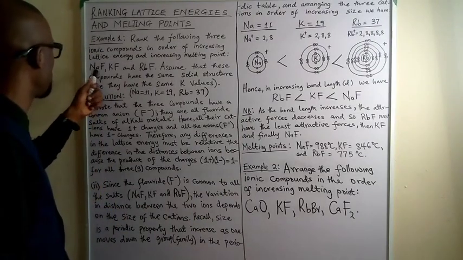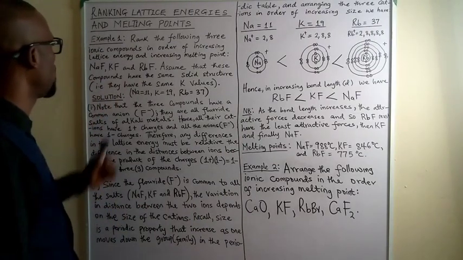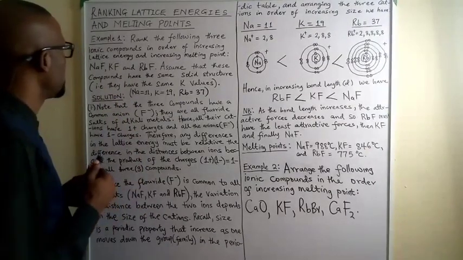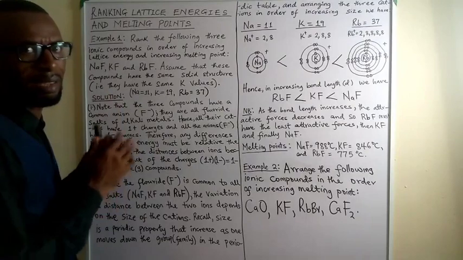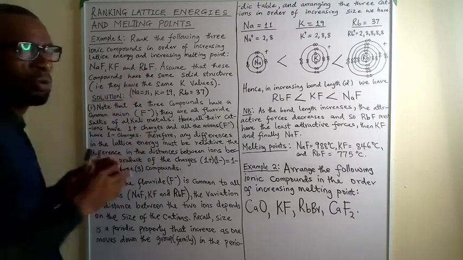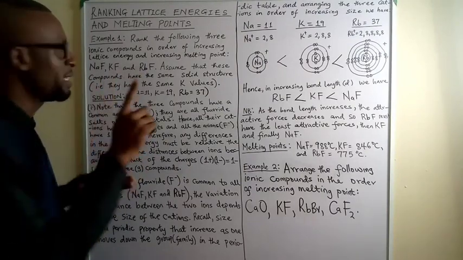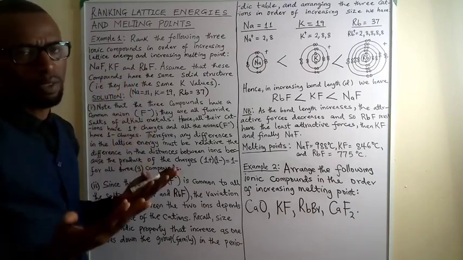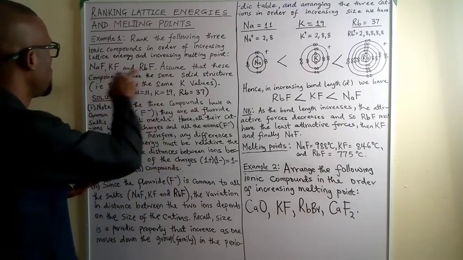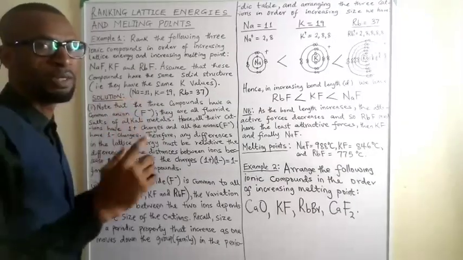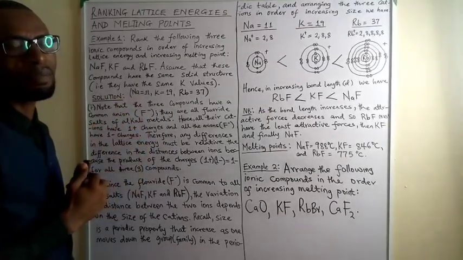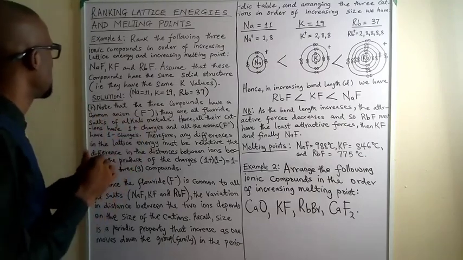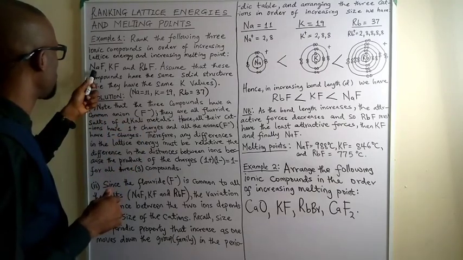If you look here, you have sodium fluoride, potassium fluoride, and rubidium fluoride. The first takeaway is that the first common ground we can see is that the three of these ionic compounds contain fluorine atom. Or, let me put it in another way, the three of them contain fluoride ion in the ionic crystal. This is clear.